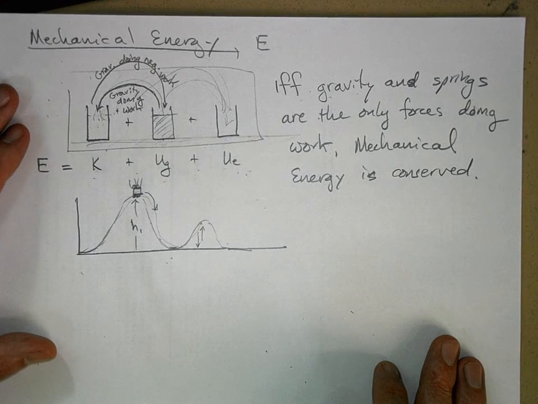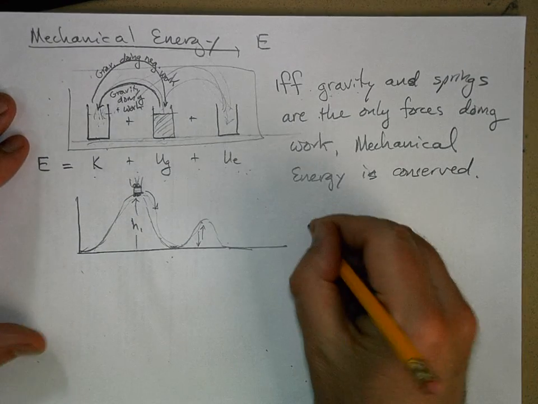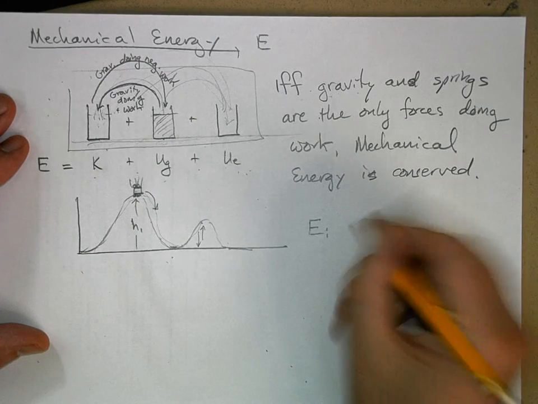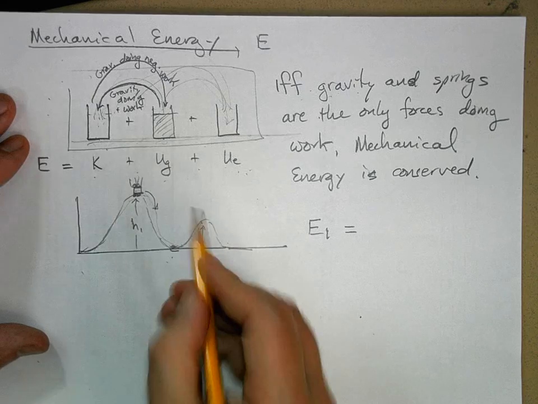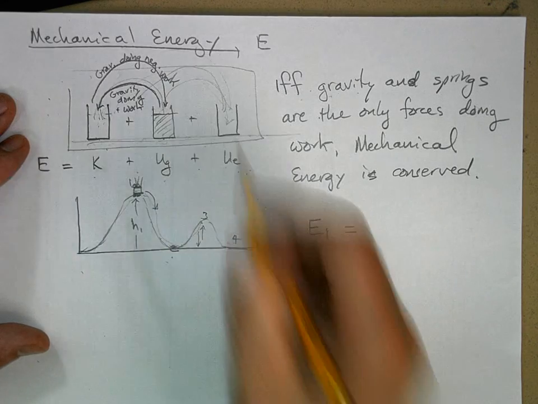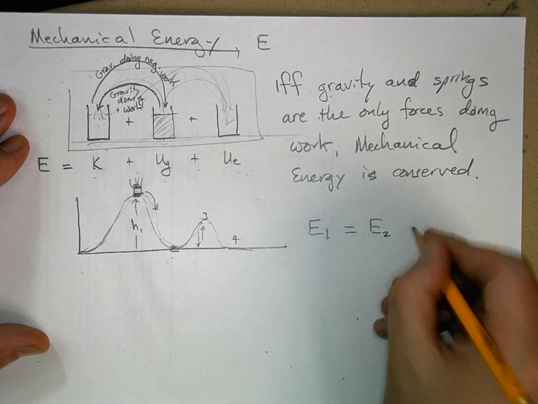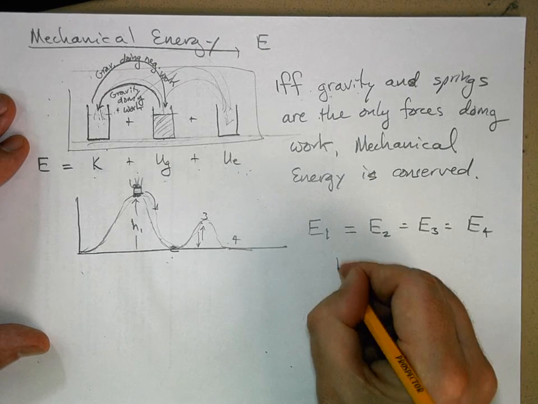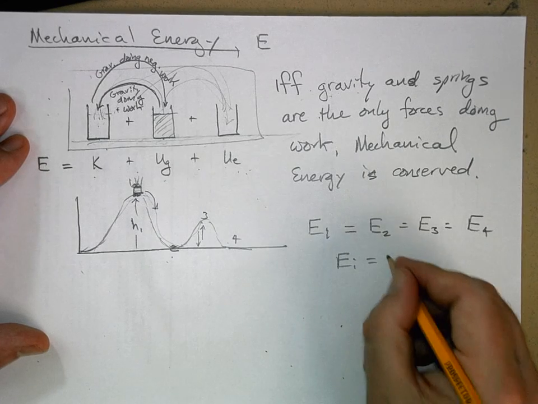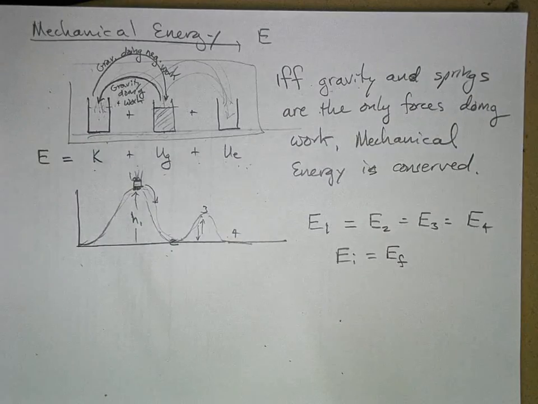And therefore, if you have a problem like that, here's where you start. You go, okay, the initial mechanical energy, or E1 if you want, like position 1, position 2, position 3, position 4, whatever, equals E2 equals E3 equals E4. Or you can just say the initial equals the final energy wherever you decide to make the final energy. In other words, the mechanical energy doesn't change.